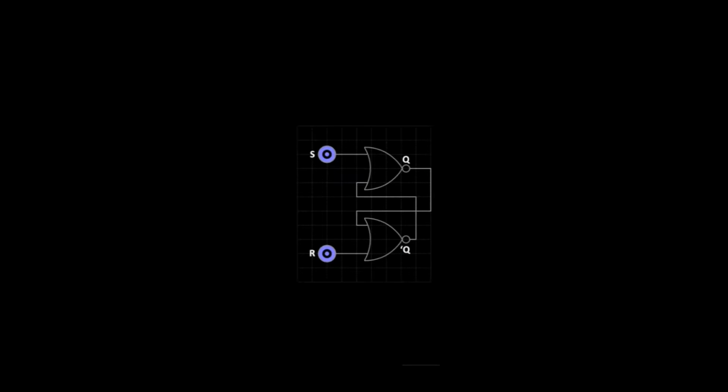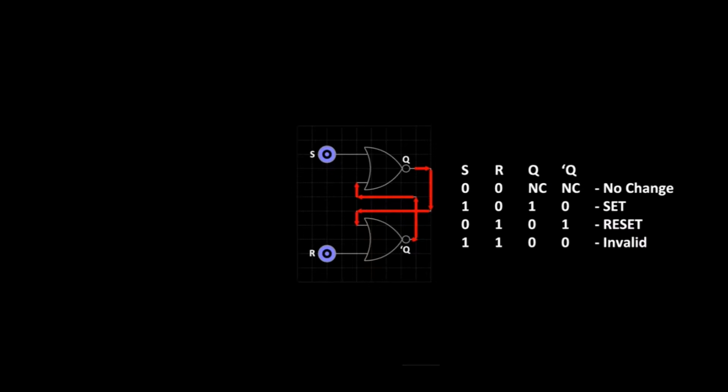The SR NOR flip-flop is made from two NOR gates. The output of each of the NOR gates is connected back to the inputs of each opposite NOR gate. The truth table for this circuit is as follows.